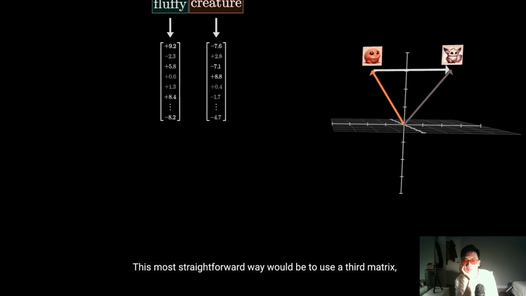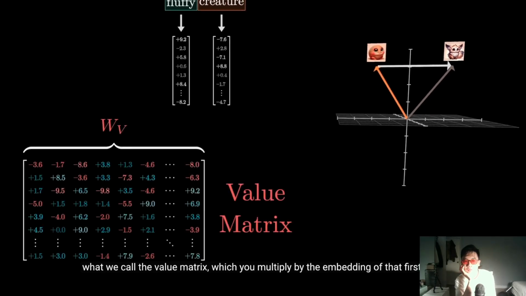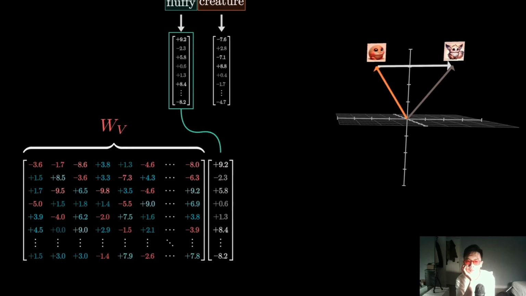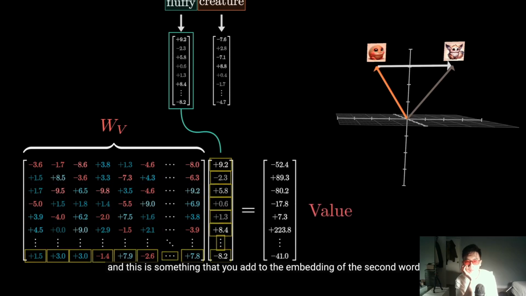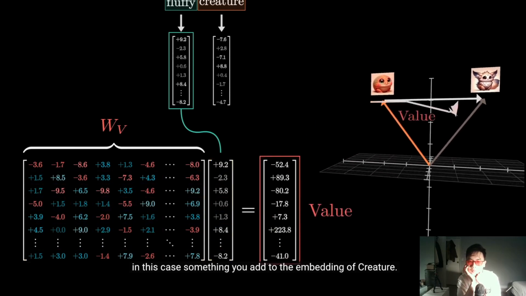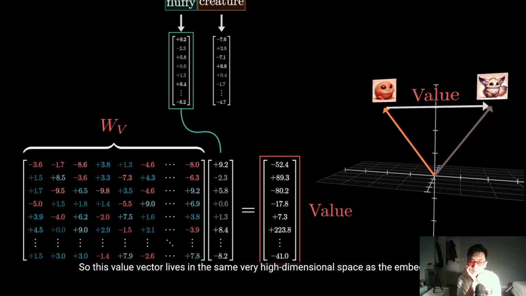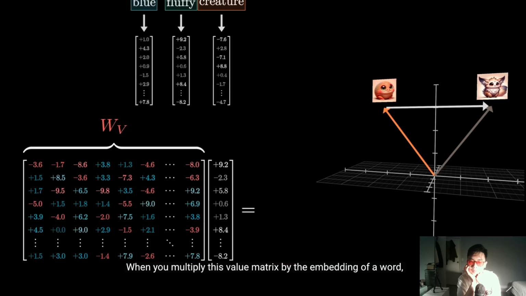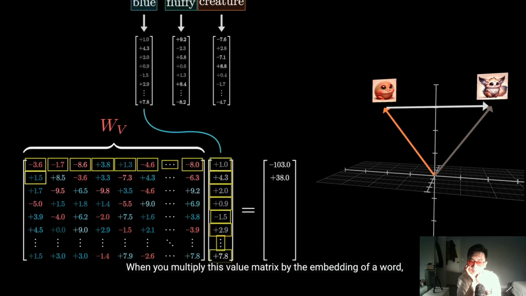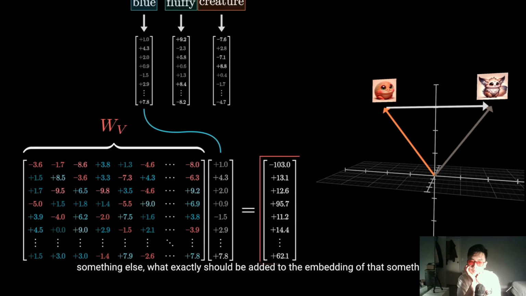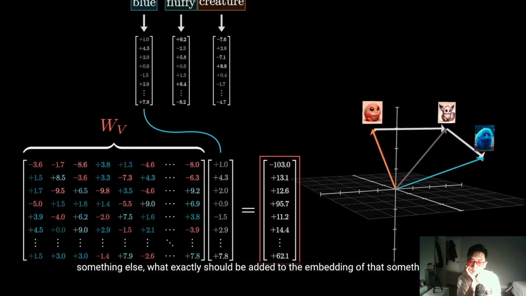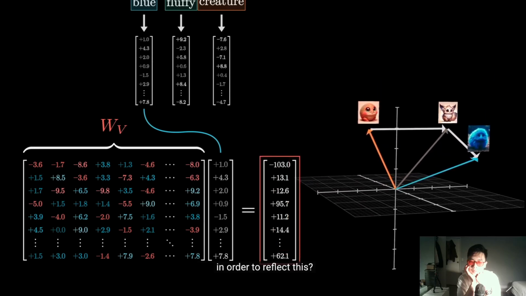This most straightforward way would be to use a third matrix, what we call the value matrix, which you multiply by the embedding of that first word, for example, fluffy. The result of this is what you would call a value vector, and this is something that you add to the embedding of the second word, in this case something you add to the embedding of creature. So this value vector lives in the same very high dimensional space as the embeddings. When you multiply this value matrix by the embedding of a word, you might think of it as saying, if this word is relevant to adjusting the meaning of something else, what exactly should be added to the embedding of that something else in order to reflect this?